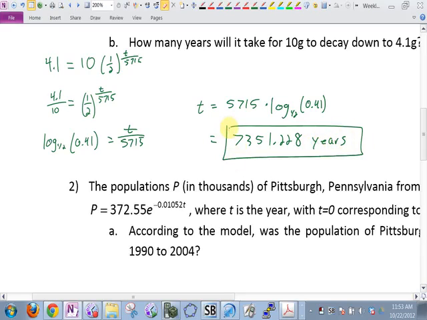Okay, and again, I said 3 places after the decimal. So 7351.228. Good? That one also went pretty well.